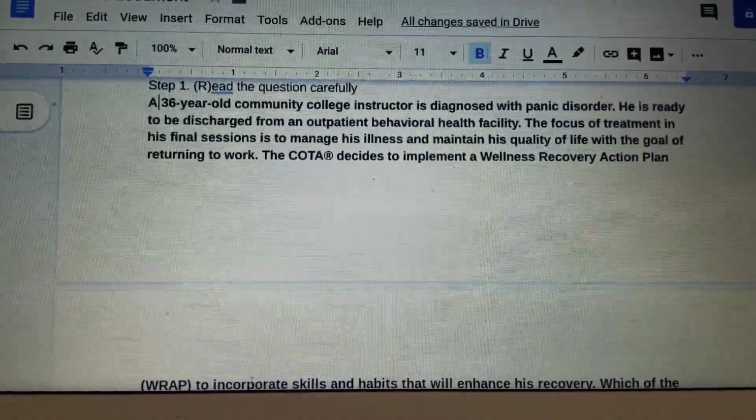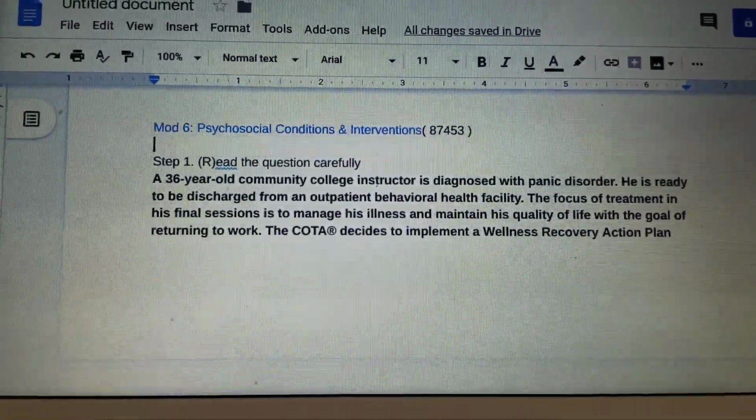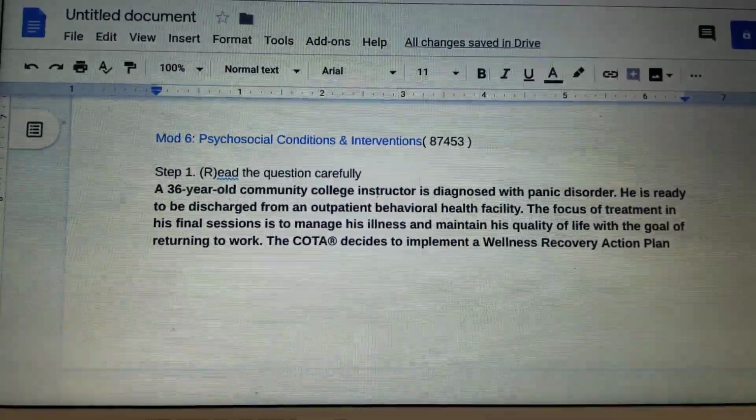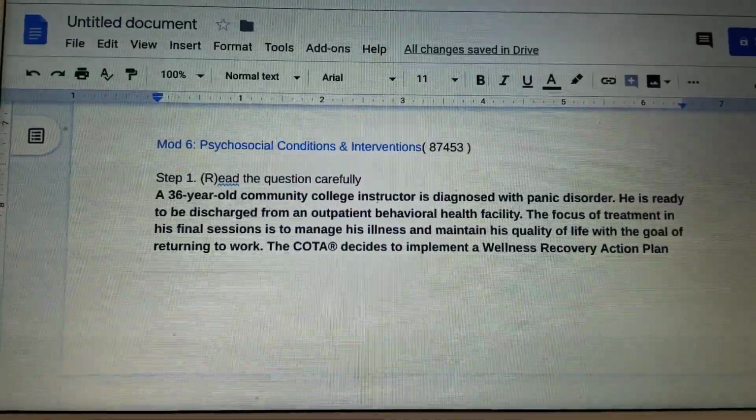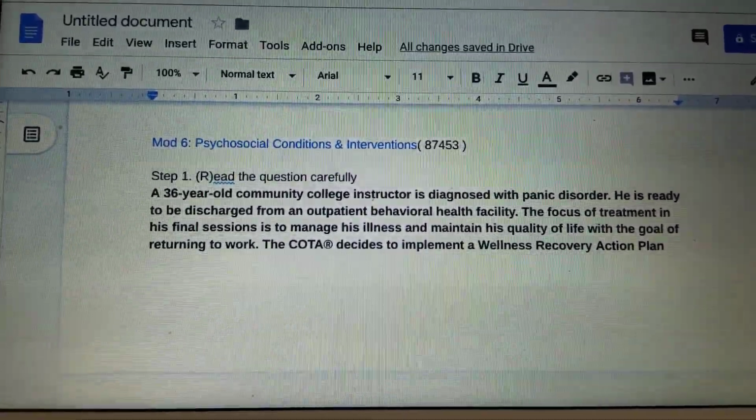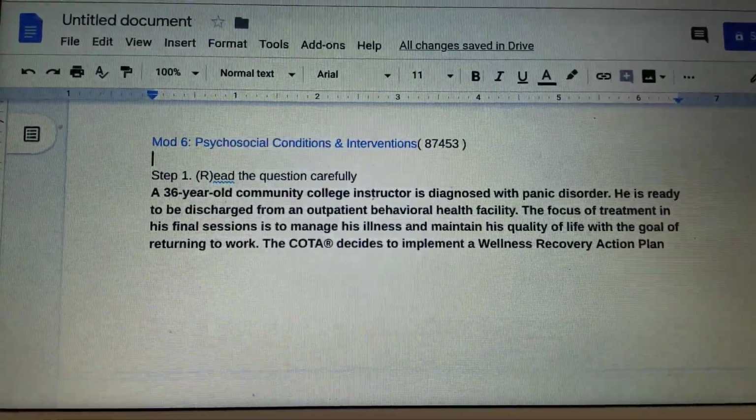So now I'm going to go into a question from Pass the OT, which is in Module 6, Psychosocial Conditions and Interventions. So remember step 1, R, read the question carefully. A 36-year-old community college instructor is diagnosed with panic disorder. He is ready to be discharged from an outpatient behavioral health facility.